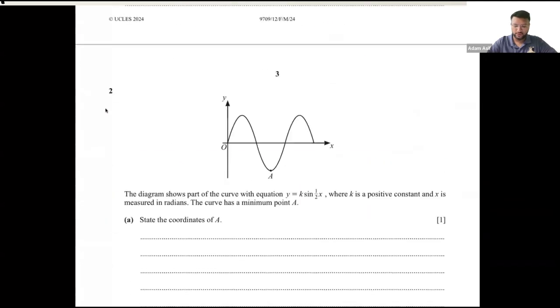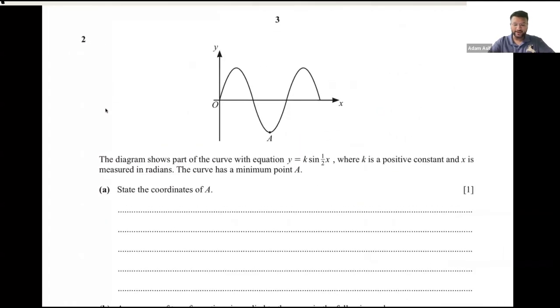Done? Okay. Now, question number 2. The diagram shows part of the curve with the equation y equals k sine half x, where k is a positive constant and x is measured in radians. The curve has a minimum point A. State the coordinates of point A.